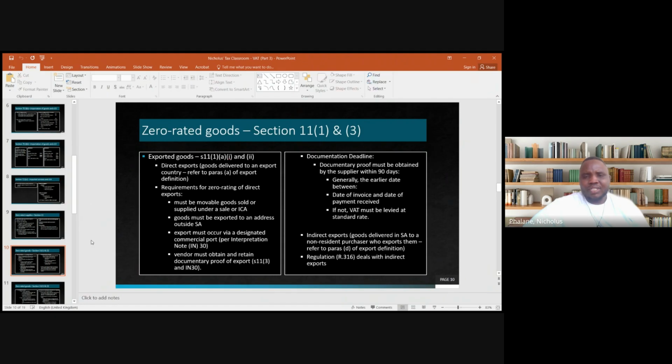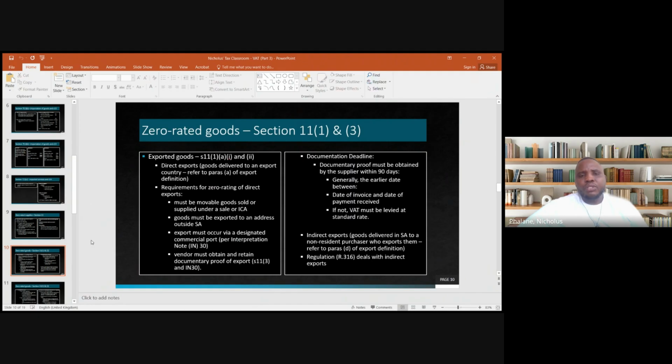And then in terms of the deadline for obtaining this documentation, that obviously one needs to obtain and retain, what is the deadline of obtaining this proof? It's within 90 days, right? Documentary proof must be obtained by the supplier within 90 days, right? So what are we saying? Generally, the earlier date between the date of invoice and the date of payment received, but this date must then be within 90 days. If not, VAT must be levied at the standard rate.